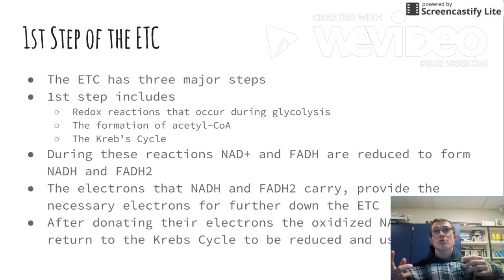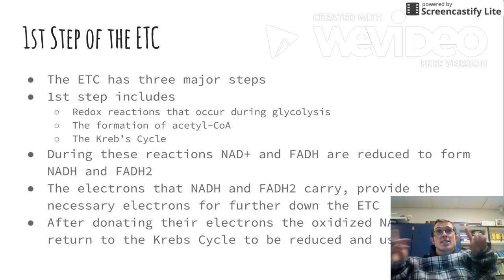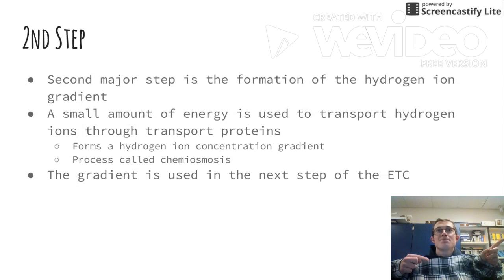During these redox reactions, NAD+ and FAD are reduced to form NADH and FADH2. When NAD+ and FAD are reduced, they accept and carry electrons. The electrons that NADH and FADH2 carry provide the necessary electrons for further down the ETC. After donating their electrons, the oxidized NAD+ and FAD return to the Krebs cycle to be reduced and used once again.